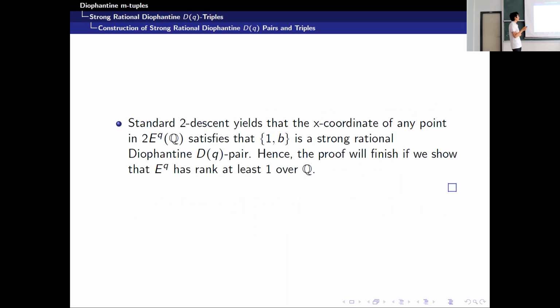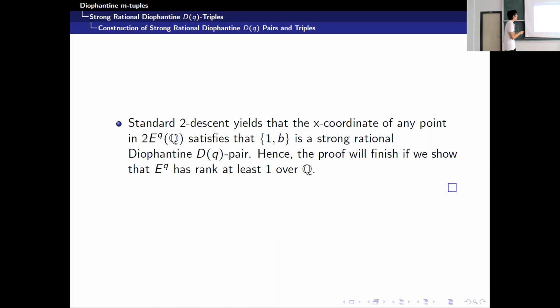This theorem is an if and only if statement. If all the multipliers of my elliptic curve equation are perfect squares, that means I have double points, and double points satisfy that {1, B} is a strong rational Diophantine D(Q) pair. And after that, I work with the double points, and I need to show that these double points are infinitely many.